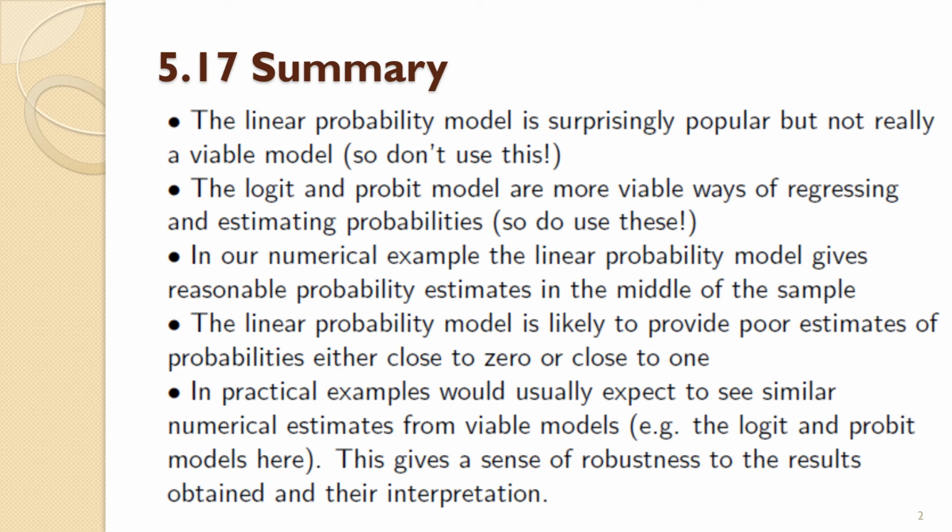So the idea is that if you use numerical estimates from a logit model and a probit model, this would give a sense of robustness to the results obtained and their interpretation, precisely because similar models should give you similar numerical answers. Okay, and I've not always had the experience to fully appreciate the utility of this. If you've got similar models giving you similar answers, then they provide a cross-check of each other, and that's really important in applied project work.